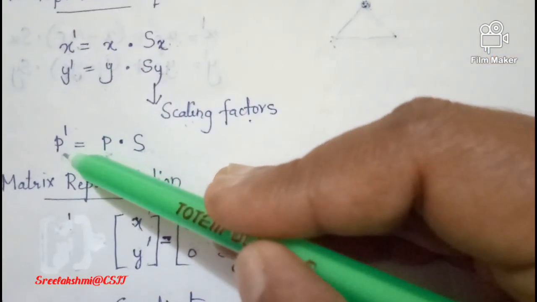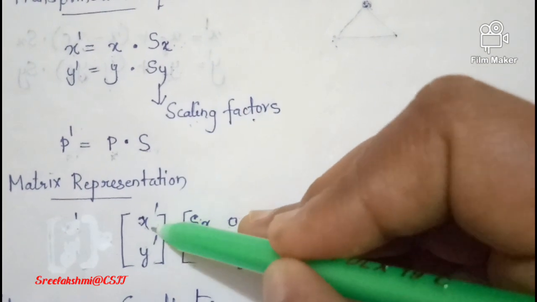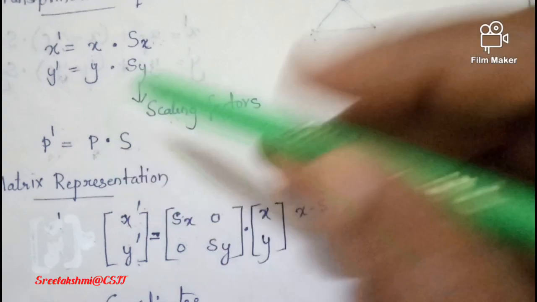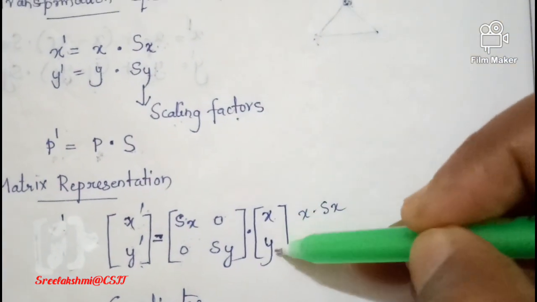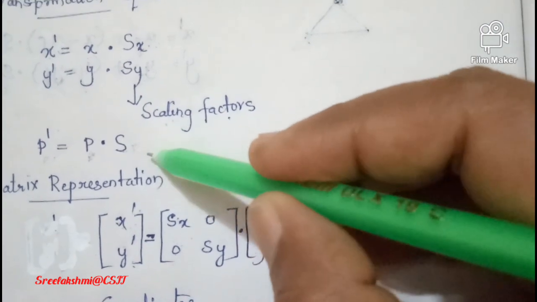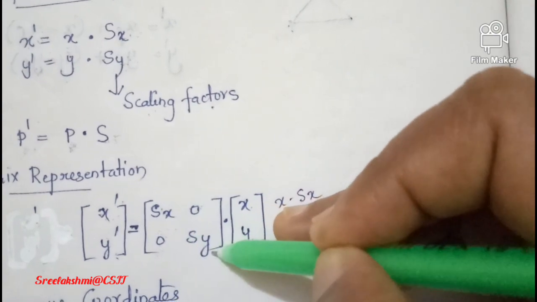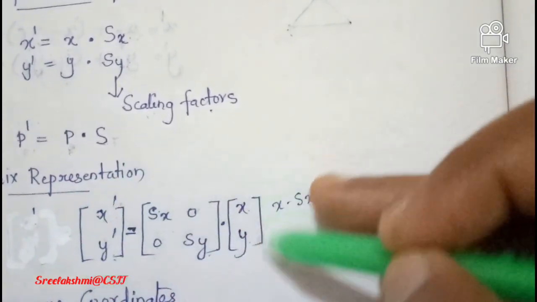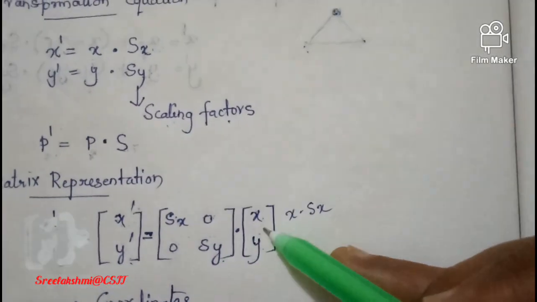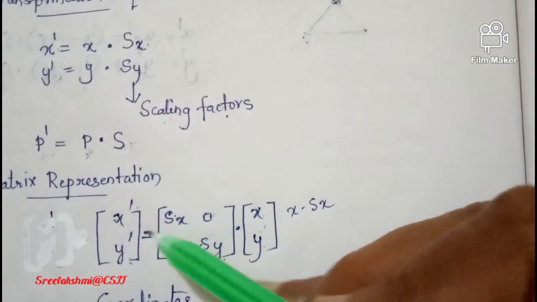The point P dash, that is the point obtained after scaling, can be represented as x dash y dash in the form of a matrix. Now the point P can be represented as x, y. The scaling matrix S can be represented as Sx 0 and 0 Sy. Now the reason for writing the matrix like this is, when you multiply these two matrices together, you should get this equation. Let us see how.